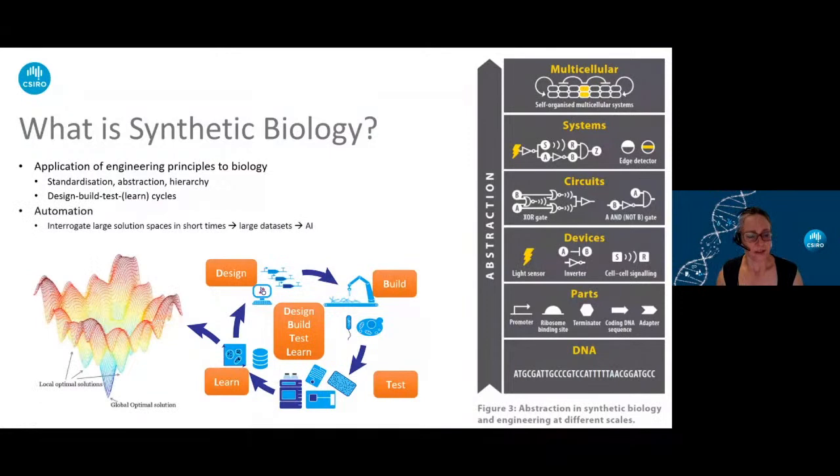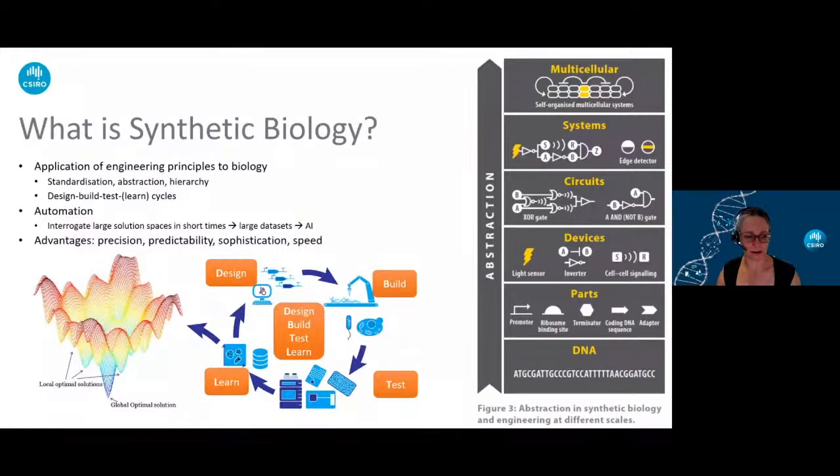The other specific thing about synthetic biology that sets it apart from classical engineering is that it uses automation. And automation, in particular, combined with standardized parts, allows us to interrogate really large solution spaces of collections of solutions to particular problems, and to do that in very short times, generate extremely large data sets, and then use artificial intelligence and similar algorithms to identify information that we wouldn't otherwise be able to identify. And that's a really key component of both the design and learn components of the design, build, test, learn cycle. The advantage that gives us is precision and predictability, sophistication and speed with respect to classical engineering.